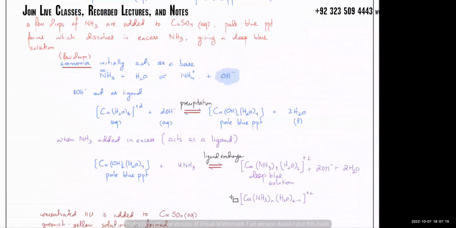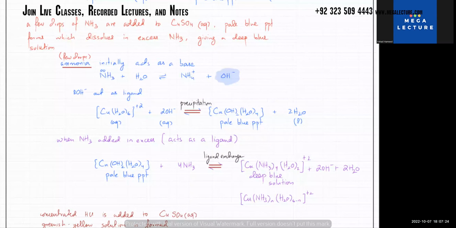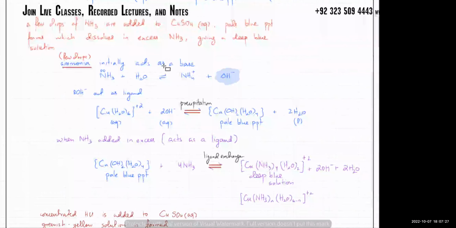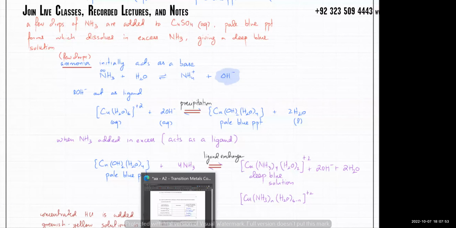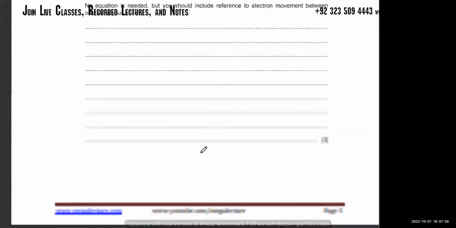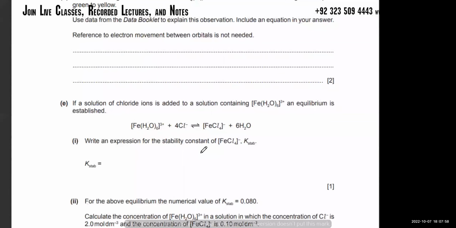If you add a few drops of ammonia, the ammonia ends up reacting as a base with water, forms OH- ions, and what those OH- ions are going to do is form copper hydroxide. When you add excess ammonia, the ammonia comes in and starts knocking out the water molecules and takes their place, and it forms a deep blue solution. So there's nothing different. All that's written in the notes, everything is exactly the same.